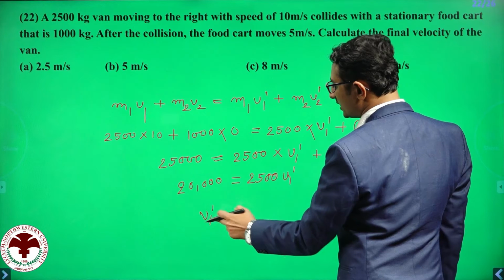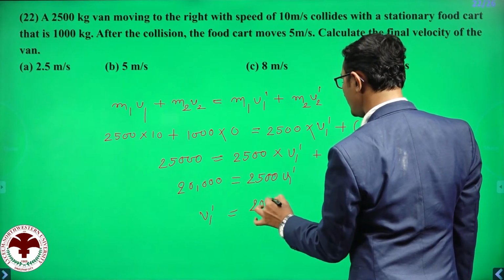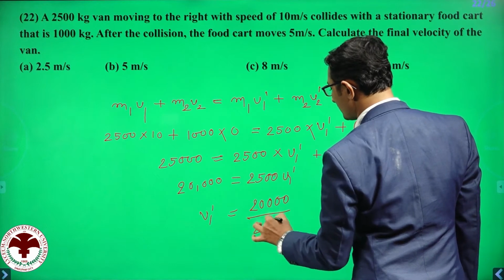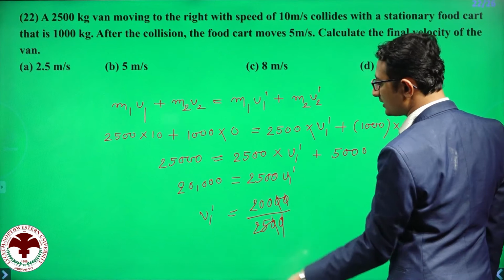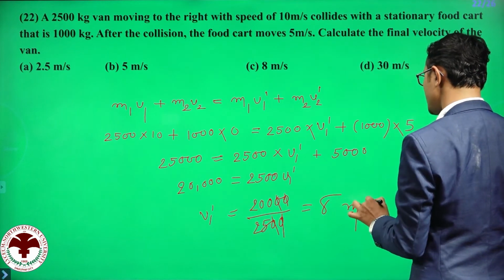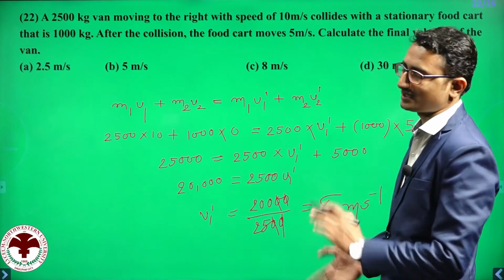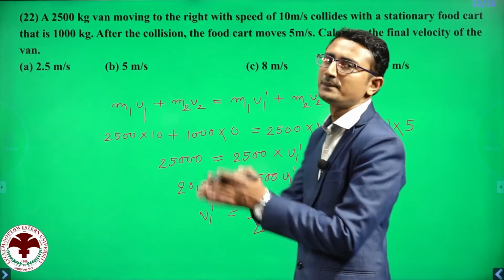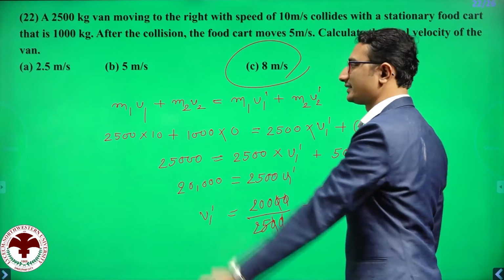Make v1 dash the subject. v1 dash equals 20,000 divided by 2500. The zeros will cancel out. 200 divided by 25 will become 8. The unit is meters per second. So what's the final answer? v1 dash is 8 meters per second. It means that after the collision, the van has a speed of 8 meters per second. So the right answer is C.